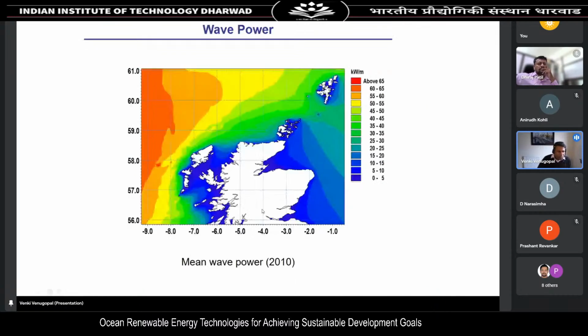On the wave power, we also produced the contour maps for wave power, and you could see the wave power reaches about 60, 75 kilowatt per meter for the UK locations, especially on these sites. This is where the Orkney Island is.